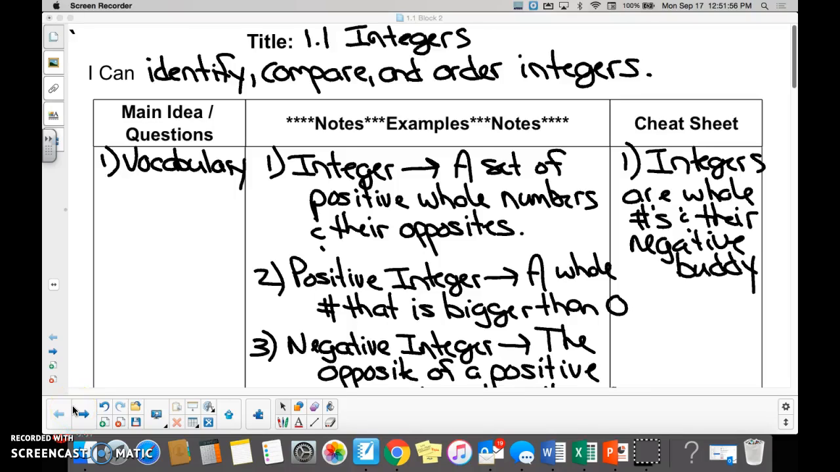1.1 integers. I can identify, compare, and order. Nice job, Avery. Everyone give Avery a big hand. Wow, that was really good, Avery.